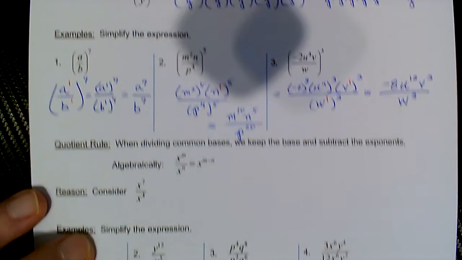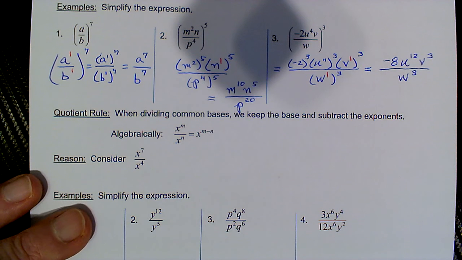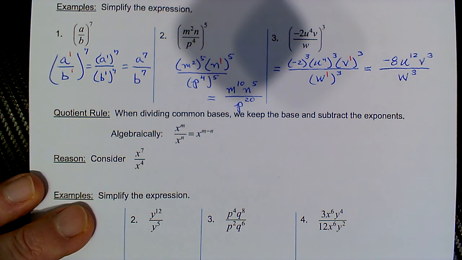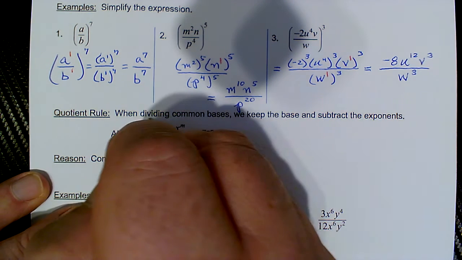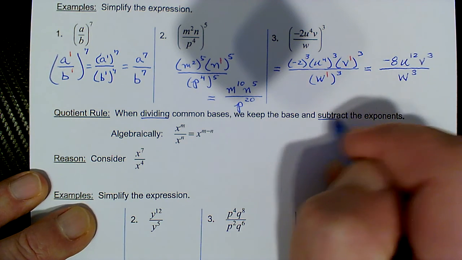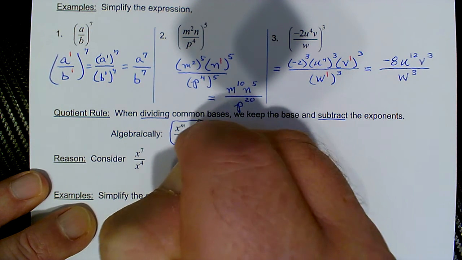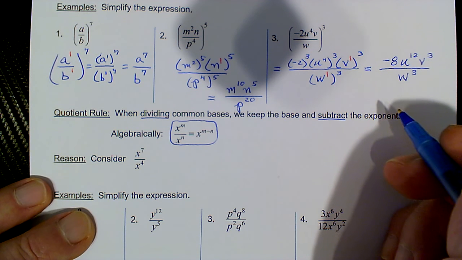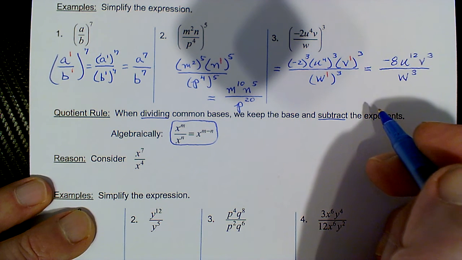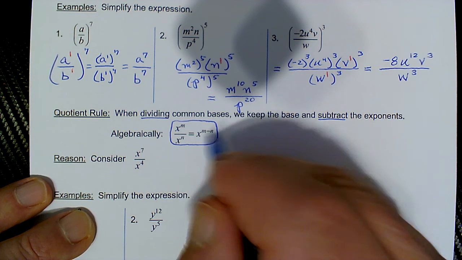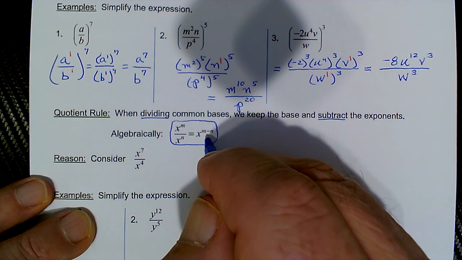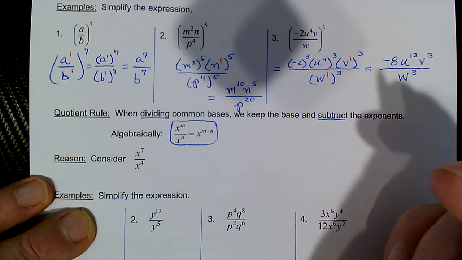Okay, and then we move to the basic quotient rule. And just like multiplication of common bases turned out to be addition of the exponents, here we have dividing common bases, we subtract the exponents. So here's the rule written algebraically. x to the mth divided by x to the nth. We keep the common base of x, and we subtract the exponents, m minus n.